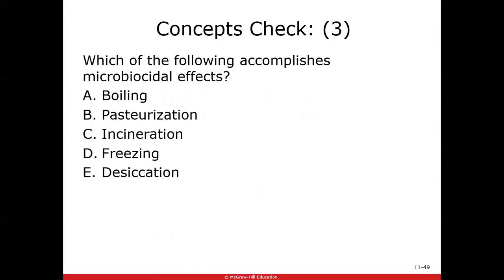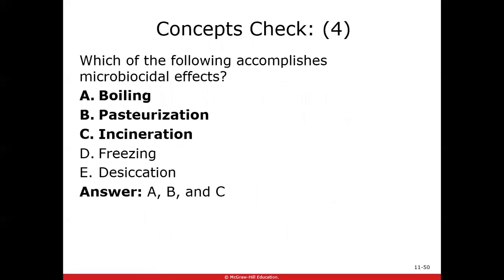So which of the following accomplishes microbicidal effects? Microbicidal killing. You can choose more than one. What can accomplish microbicidal effects? Very good. Boiling, pasteurization, and incineration.